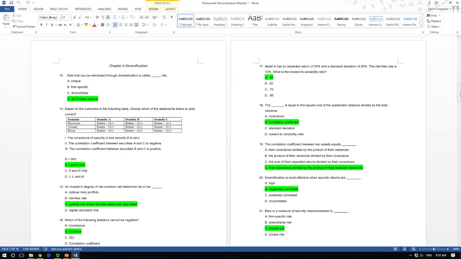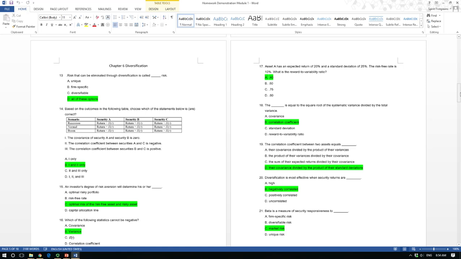Okay, risk that can be eliminated through diversification is called what kind of risk? Well, here we know that so-called diversifiable risk is due to different firm characteristics, and it's also called firm-specific risk or unique risk, diversifiable risk or unsystematic risk. Right? It has several nicknames, and the answer here is D, all of those. It's a unique risk, it's firm-specific risk, it's diversifiable, and it's also called unsystematic risk.